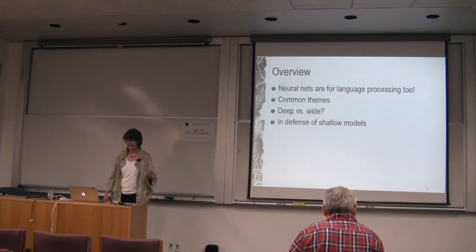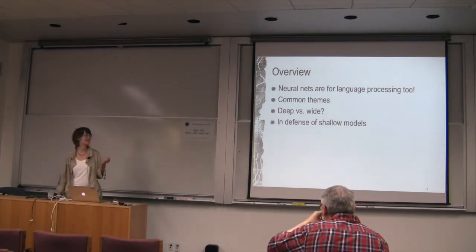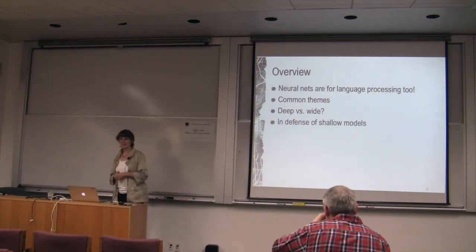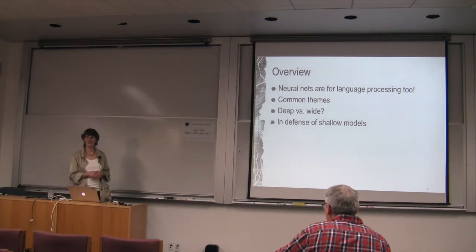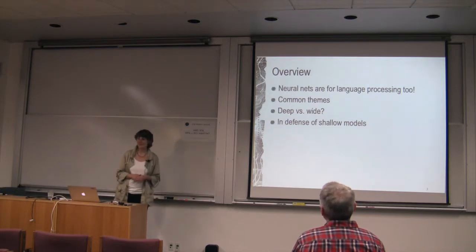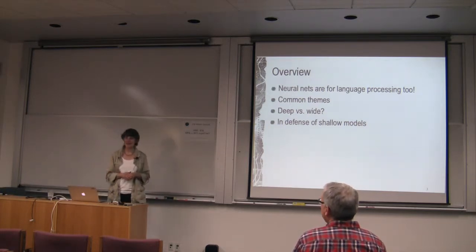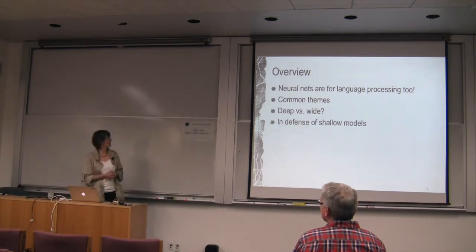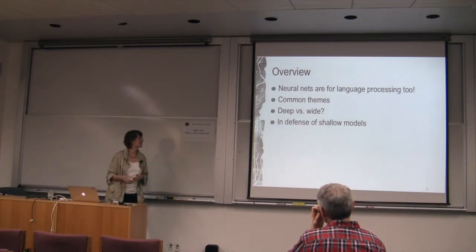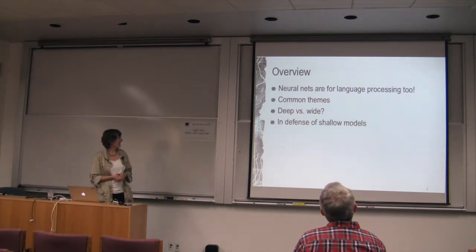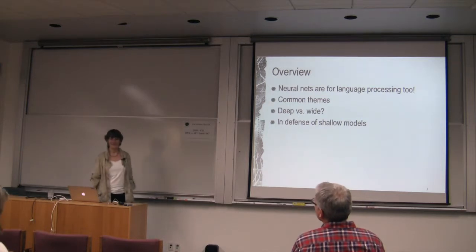Okay, so I'm going to start out talking about neural nets for language processing, a lot of which is happening. I think I'm going to be a poster child for Dan Jurafsky's talk about the importance of cross-pollination. And so I'll talk about some common themes in that sense. Some people don't look back, other people don't look across, and I think there's a lot that can be learned from looking across. And then I'll come to the deep versus wide question and end up in defense of shallow models. So Brian can give me a hard time.